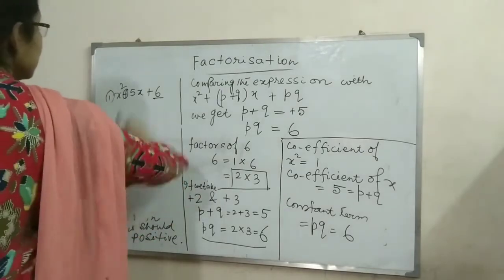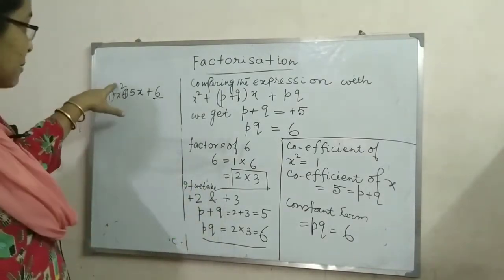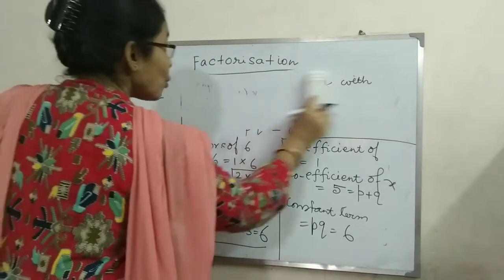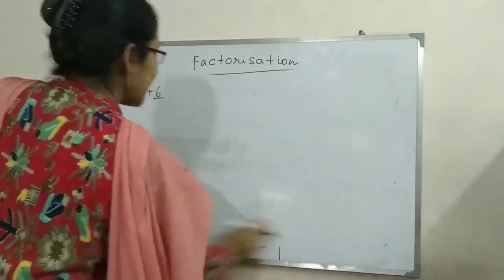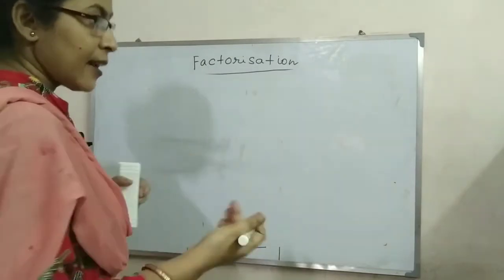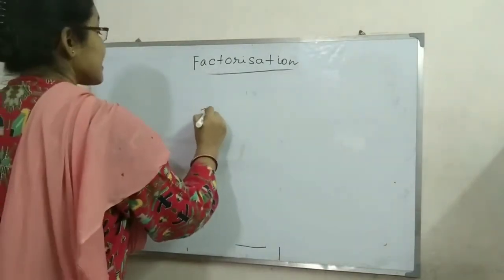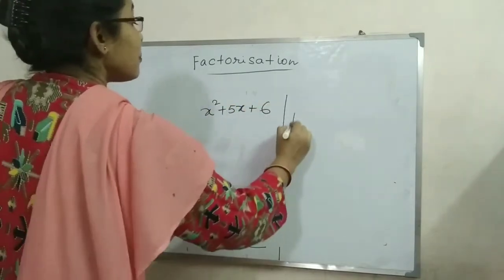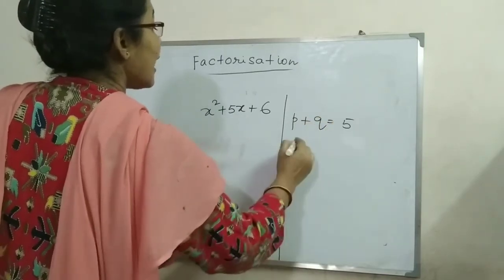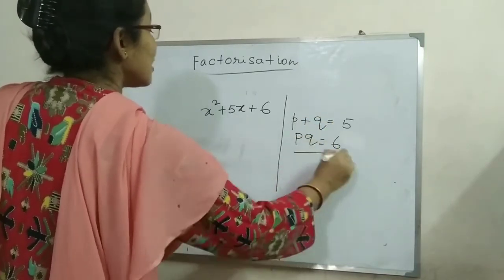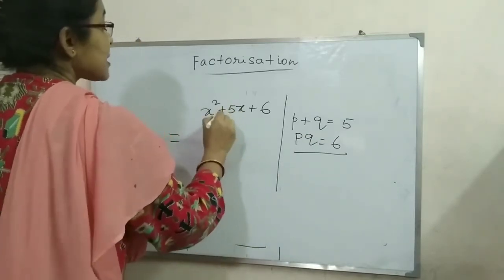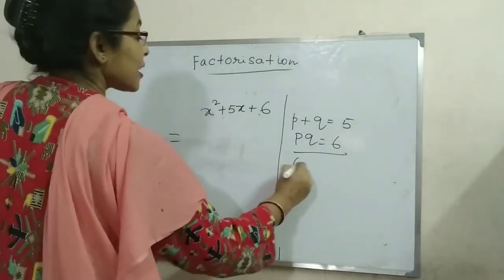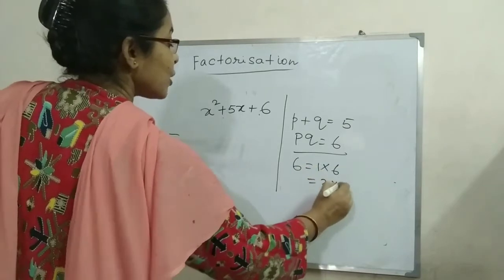Now, here the maximum power of x is 2, so we get two factors of this expression. When the maximum power of x is 3, then I get three factors. Here x square plus 5x plus 6, p plus q equal to 5 and pq equal to 6. Since the sign of the middle term and the sign of the constant term are positive, I will take the factors of 6, 1 into 6 and 2 into 3.